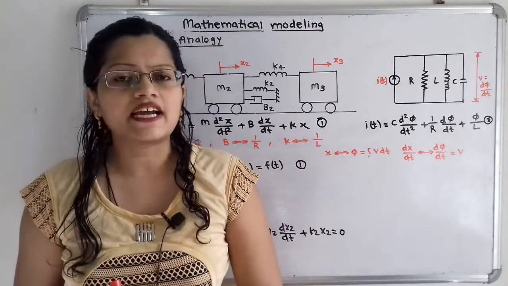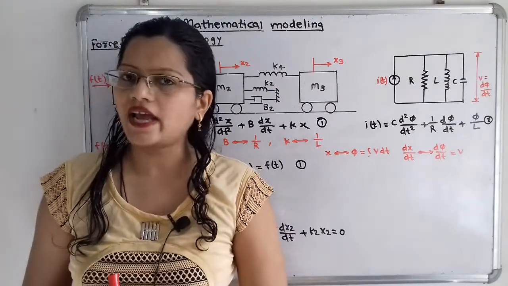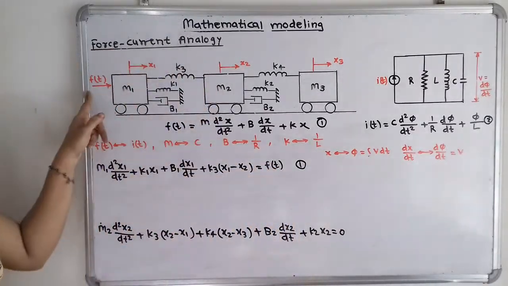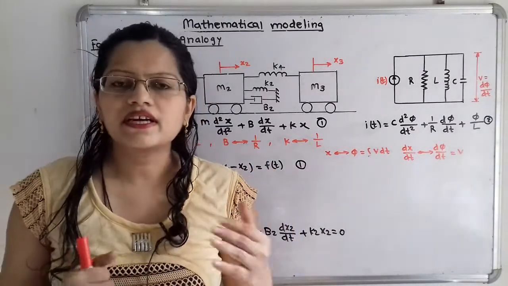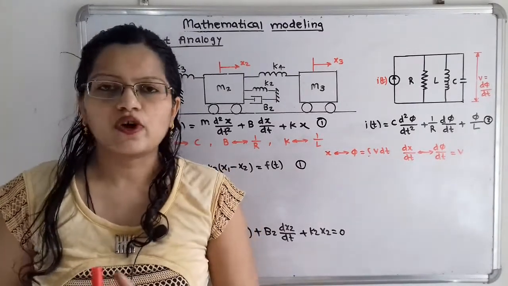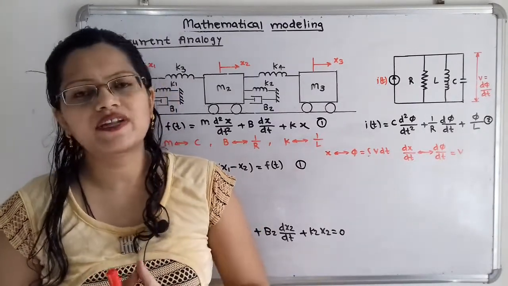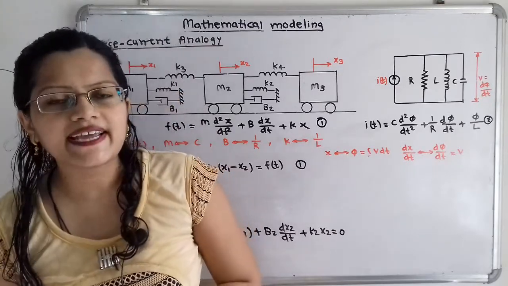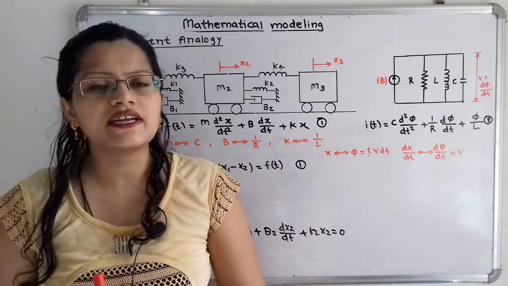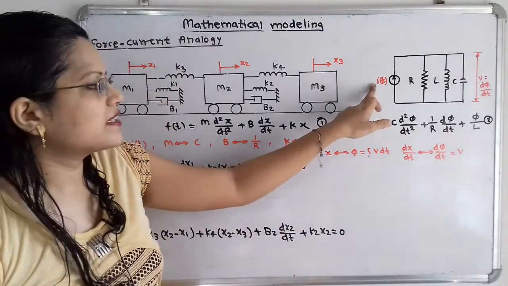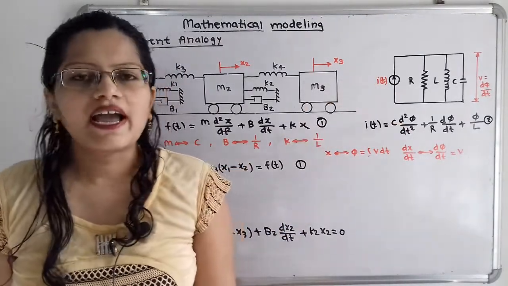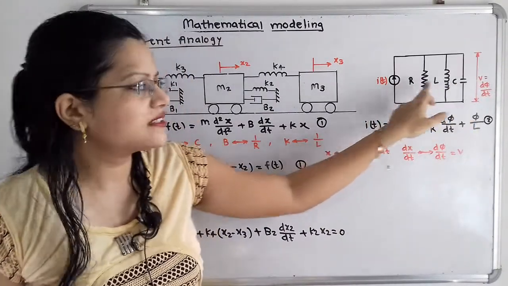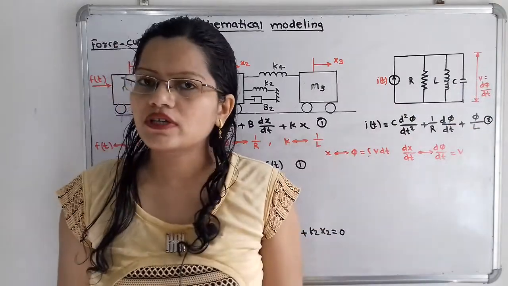Now we will understand how to apply the force-current analogy. If we observe the mechanical system, force is the input. In the electrical network also, we have to take current as an input and draw one circuit. So here current I of t is the input, and the elements resistor, inductor and capacitor are parallel to each other.